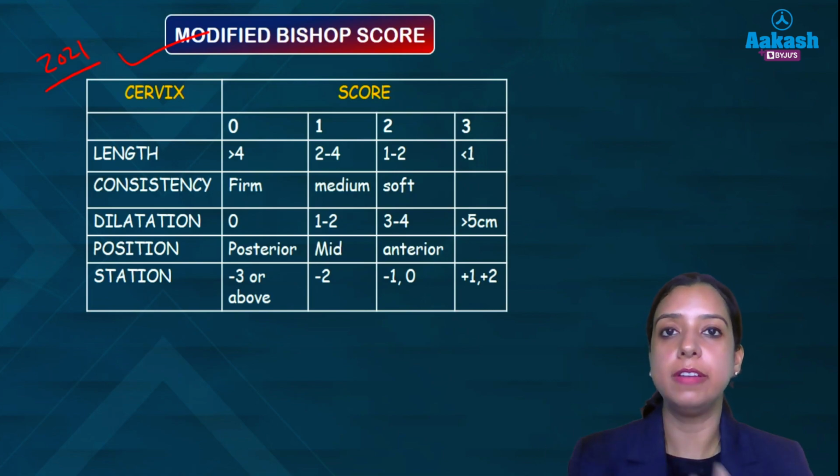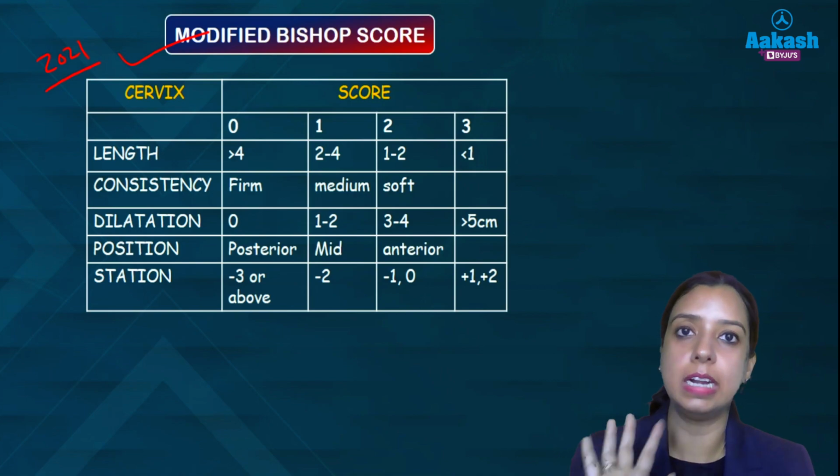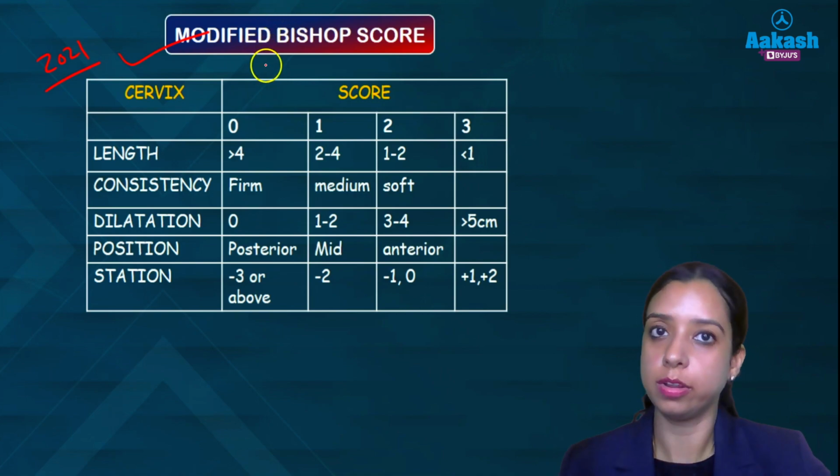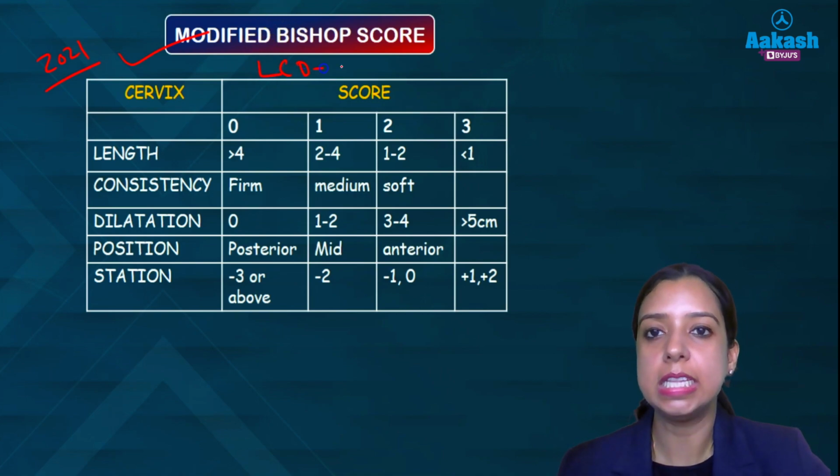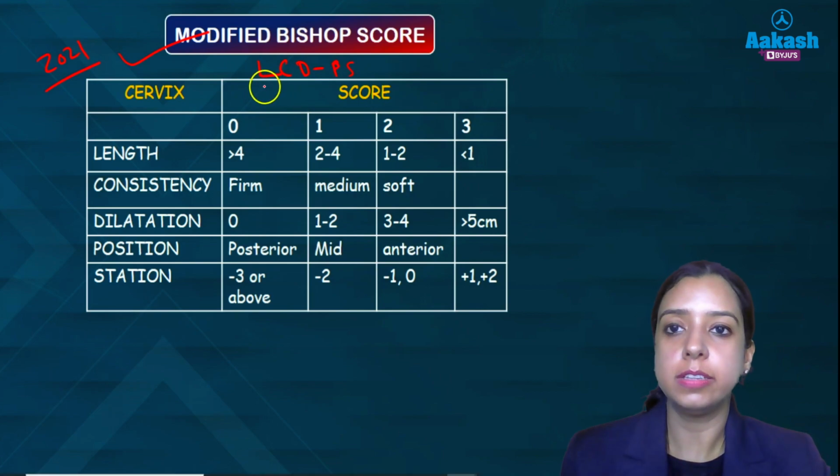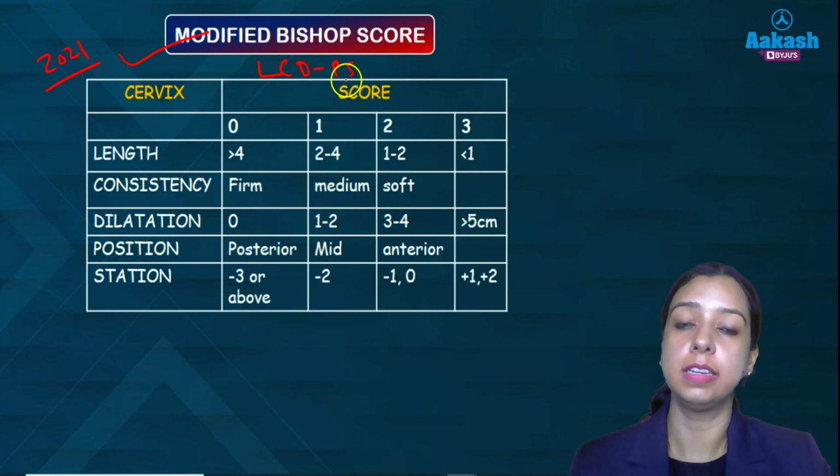Basically 5 variables are used. 4 are of the cervix and the 5th is fetal head station. You can use a mnemonic. The mnemonic is LCD PlayStation. LCD PlayStation is length of cervix, cervical consistency, dilation, then position of cervix, and in the last, fetal head station. That is what it stands for.